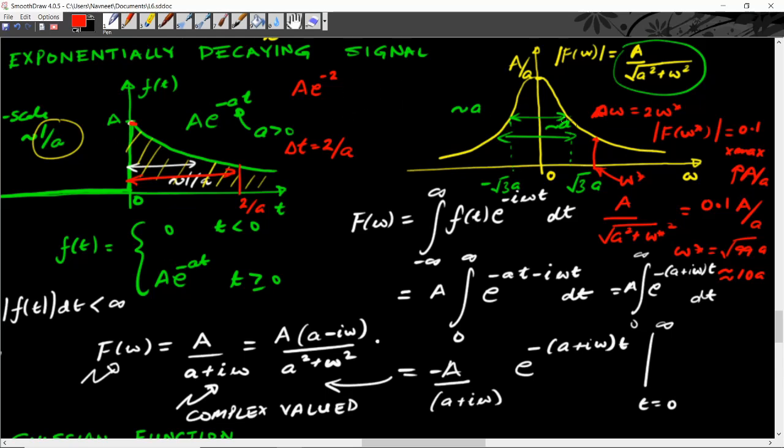So the bandwidth, which is twice this value of frequency, is about 20 times A. So therefore, for an exponentially decaying signal, my pulse width is 2 over A, whereas my bandwidth is 20 times A. Therefore, the product delta t times delta omega is another constant that is independent of the rate of decay of this exponential signal.